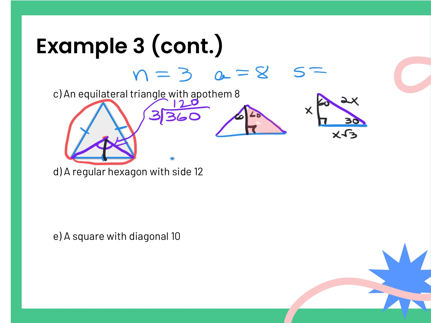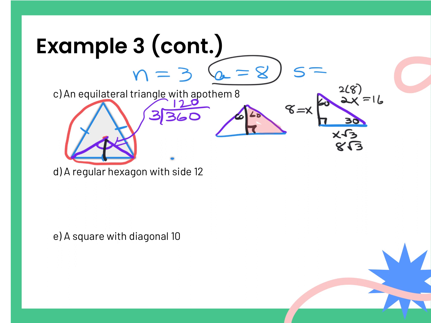They gave me the apothem. My apothem length from the beginning was 8. It's right here. So this x value is 8. So then this will be 8 square root 3. And if I needed the length of the radius, I would put an 8 there, and it's 16.